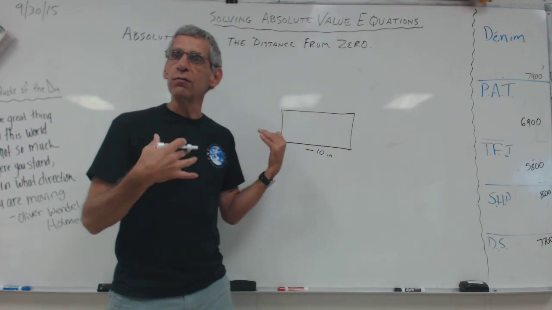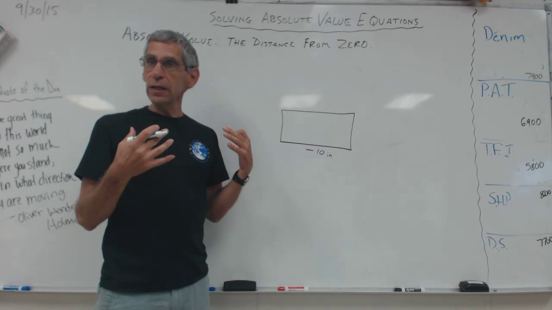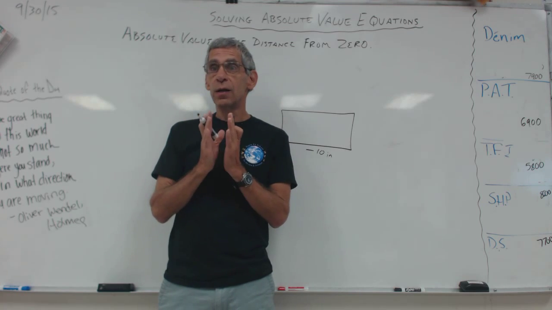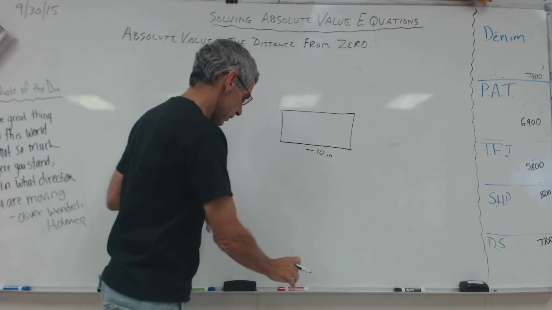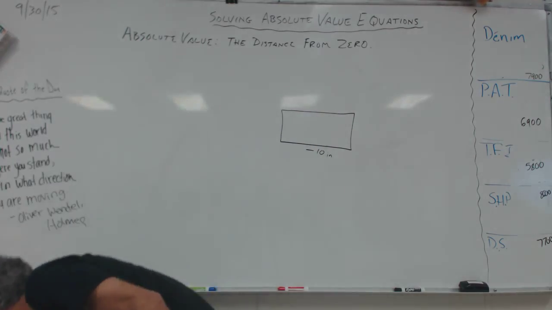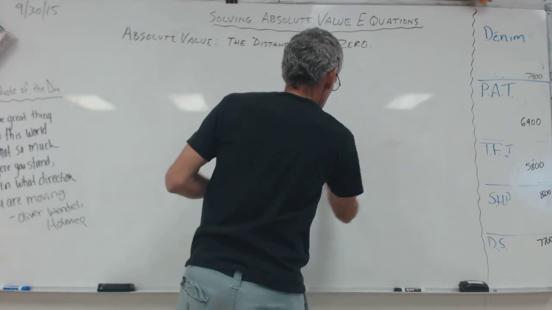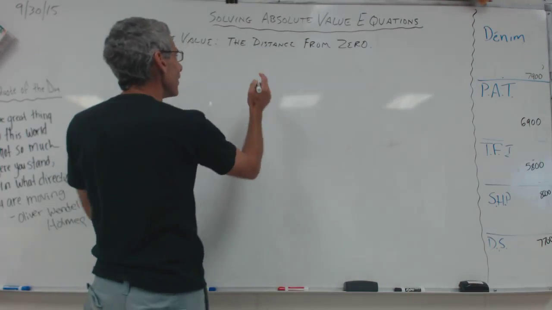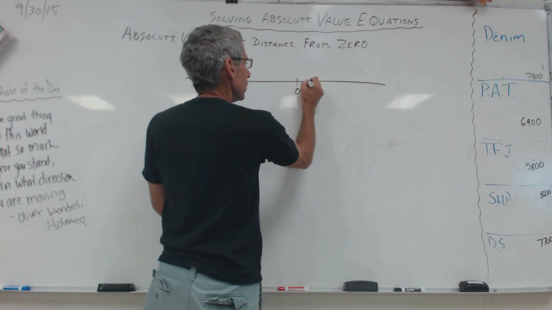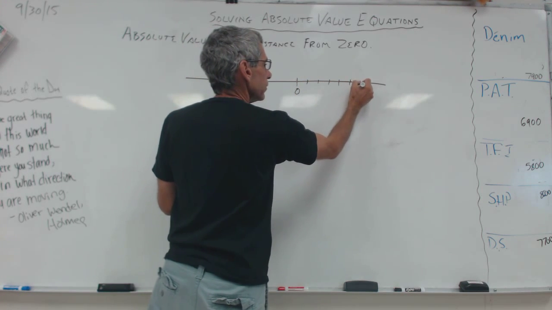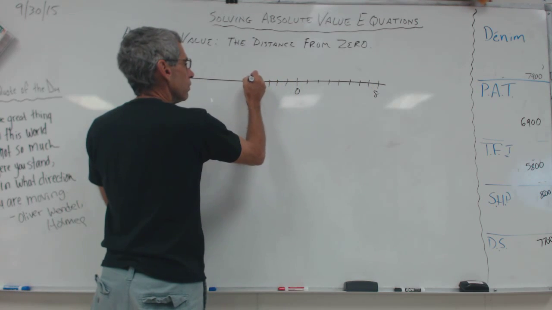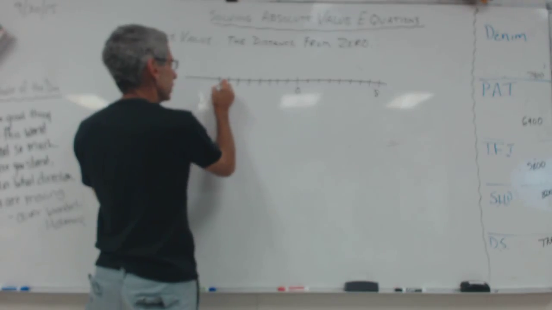And that's what absolute value allows you to do. It allows you to take something that's negative and turn it into a positive number, right? For example, watch this. Here's a number line. Here's 0. Here's 1, 2, 3, 4, 5, 6, 7, 8. And here is 1, 2, 3, 4, 5, 6, 7, 8, negative 8.